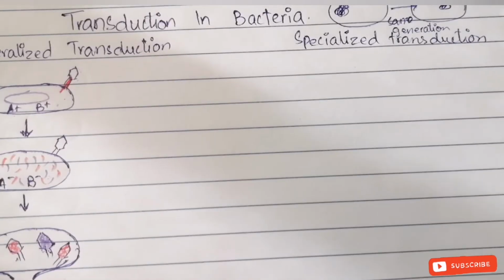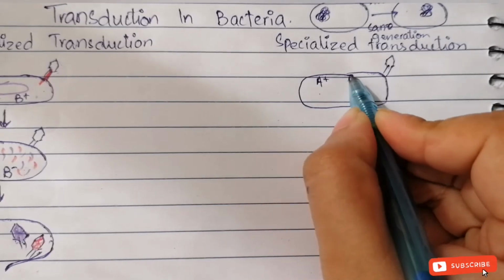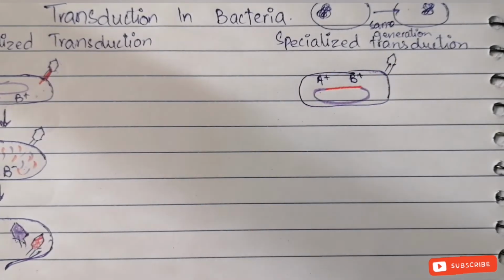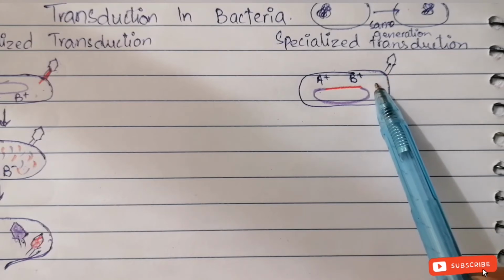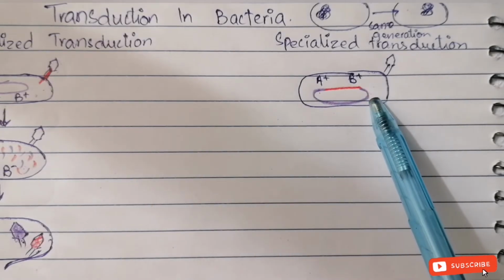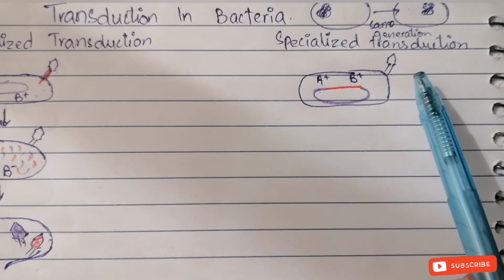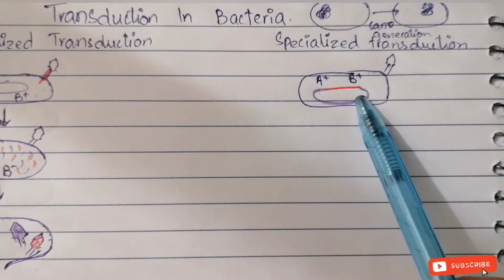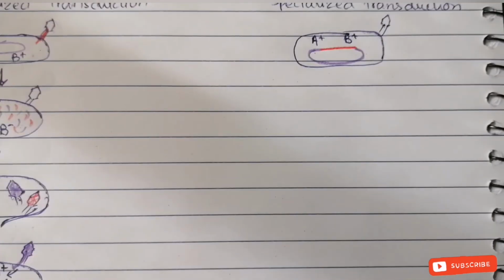Let's discuss another type of transduction, which is specialized transduction. What happens in specialized transduction? Suppose the bacteriophage genome, when transferred into the bacterial cell, does not start the lytic cycle. It does not destroy the genome of the bacterial cell or separate it into fragments, but instead the DNA part of the bacteriophage starts to integrate into the genome of the bacterial cell. It becomes part of the bacterial cell genome. Then what happens next?